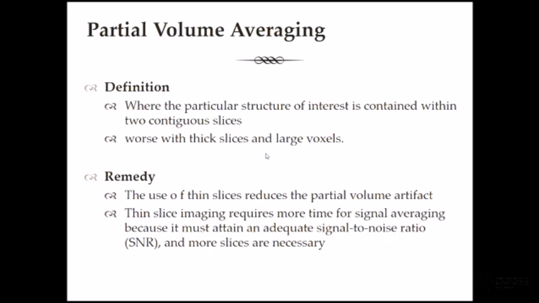It's worse with thick slices and large voxels. So the remedy is to use thinner slices, and just remember that thinner slices are going to change your signal to noise ratio. So you might need to do something that increases the SNR if you've made your slice thinner. The other thing is that if you're trying to cover a particular piece of anatomy and you make your slices thinner, you're suddenly going to need more of them to cover the same area.